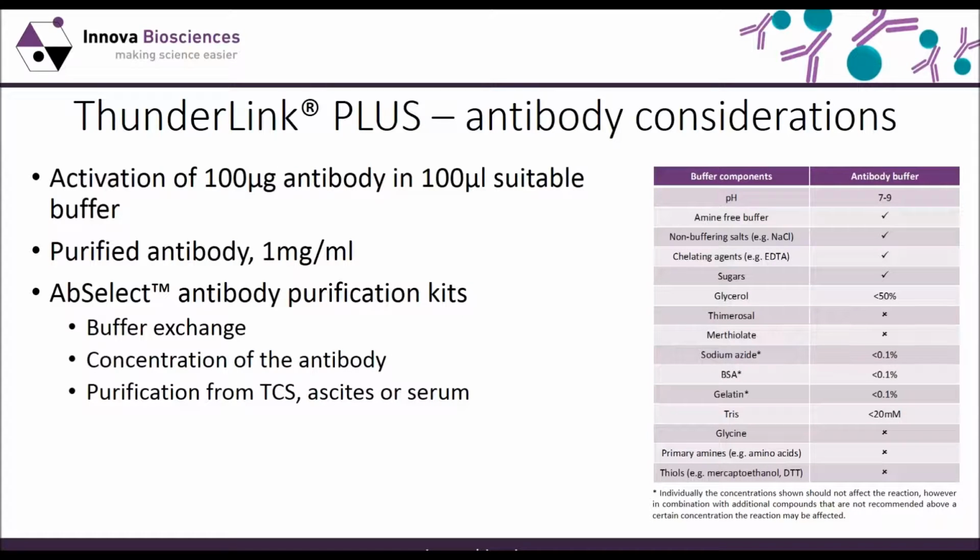The ThunderLink Plus oligoconjugation system is designed for the activation of 100 micrograms of antibody in 100 microliters of a suitable buffer. The antibody should be purified and at a concentration of 1 mg per ml, while the buffer should have a pH of between 7 and 9, should be amine-free, and if sodium azide, BSA or gelatin are present, these should be at concentrations of below 0.1%. Full buffer considerations are provided with the protocol, as illustrated.